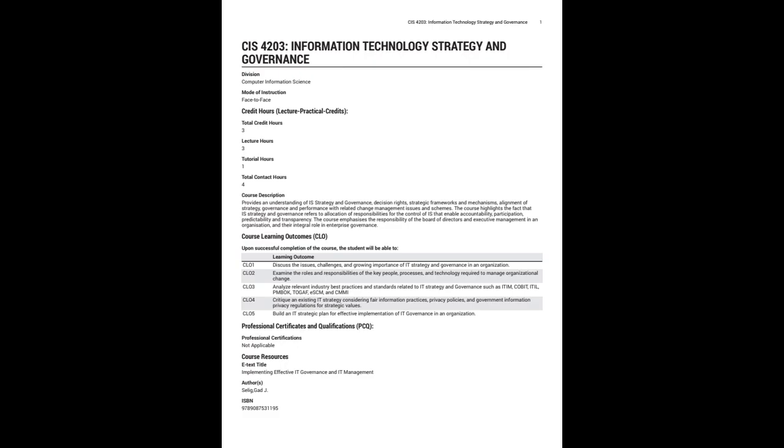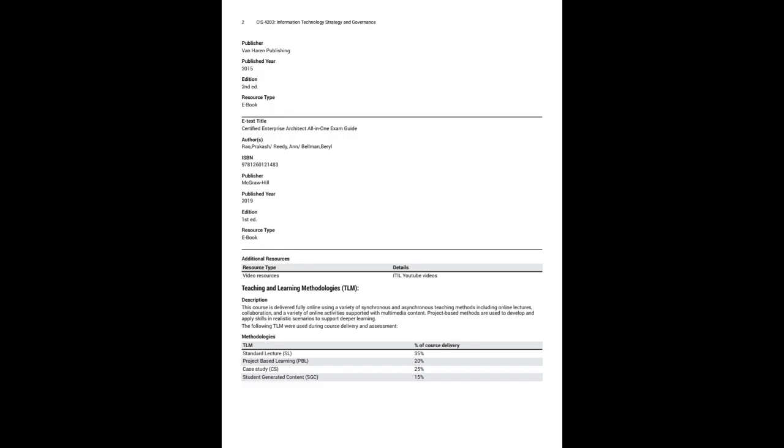Okay, now we'll talk about course resources. This is the name of the course e-textbook, Implementing Effective IT Governance and IT Management. It is also available online on the portal.